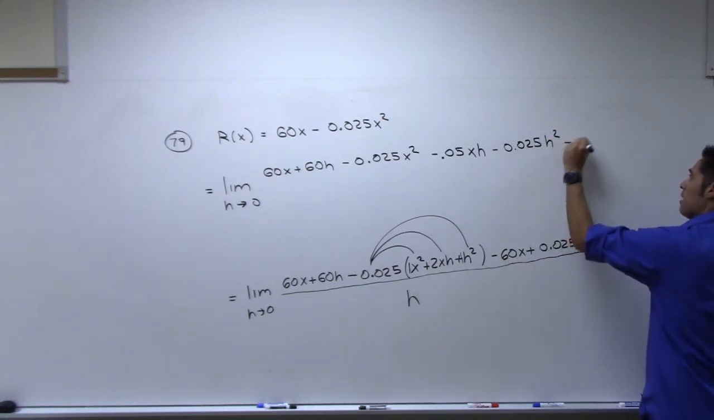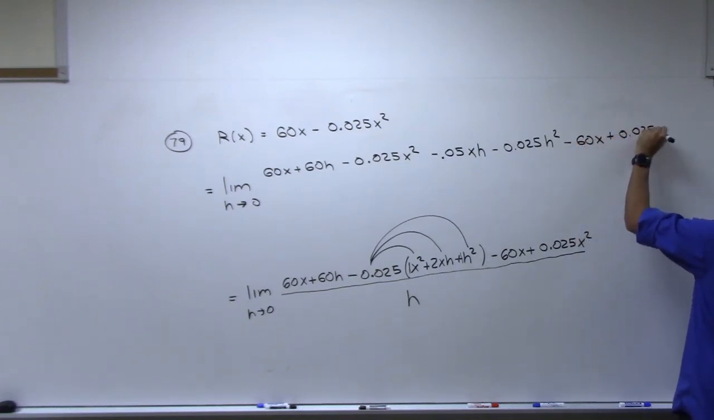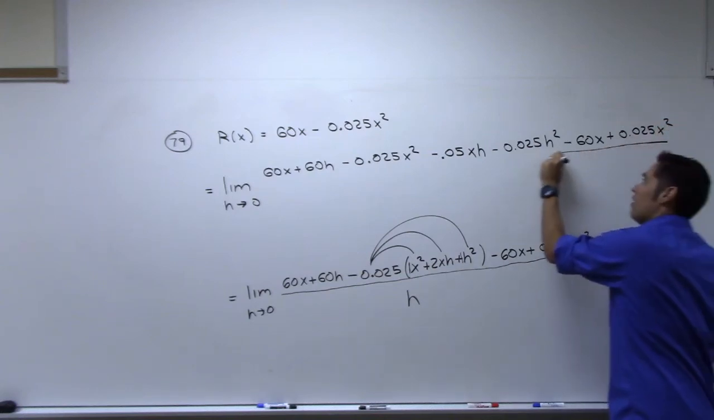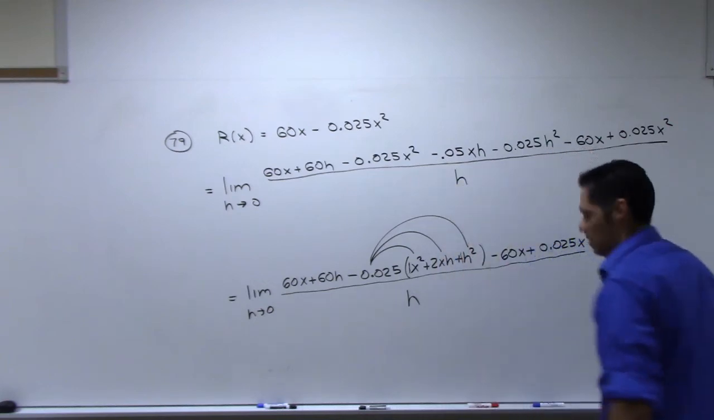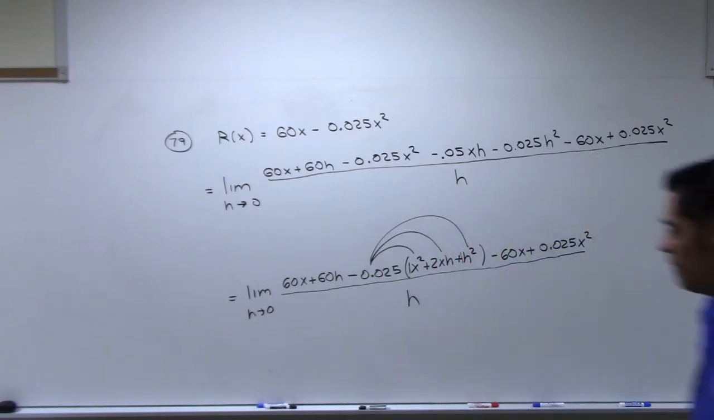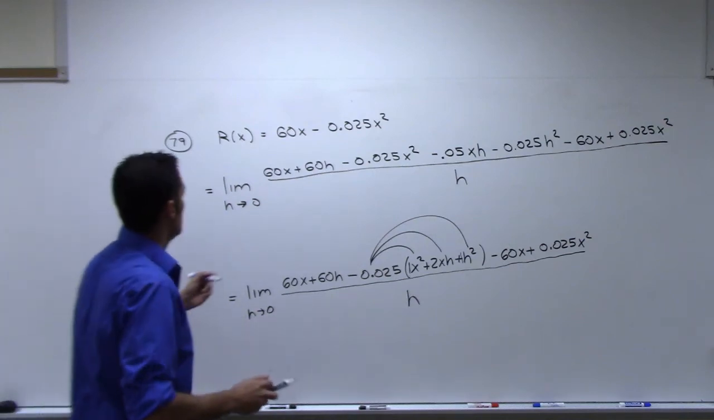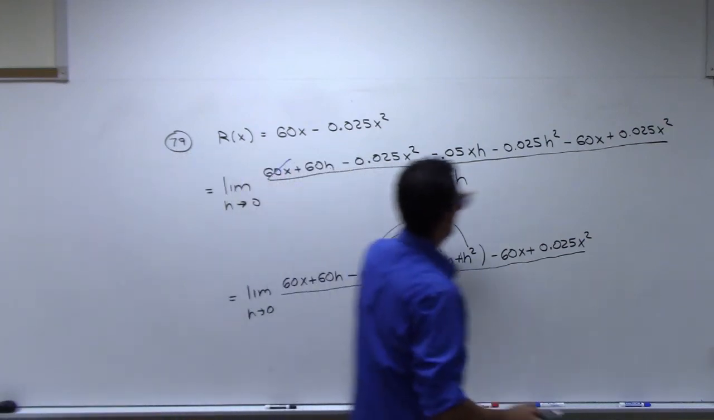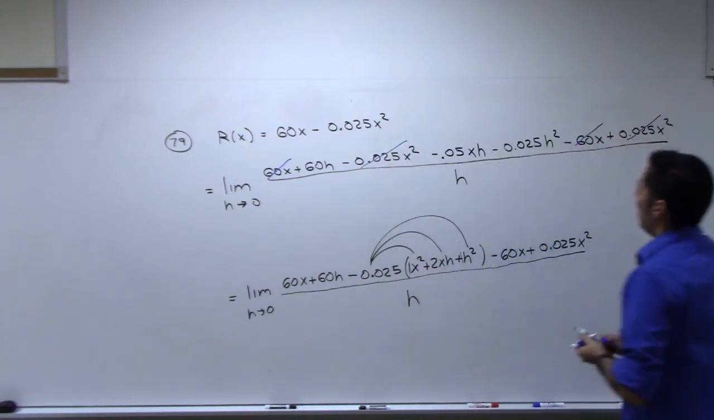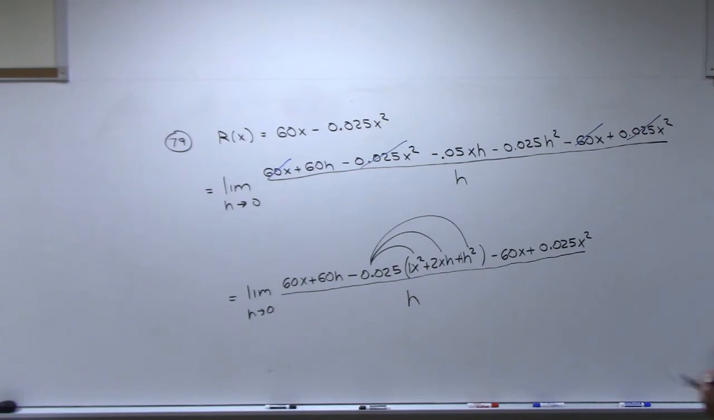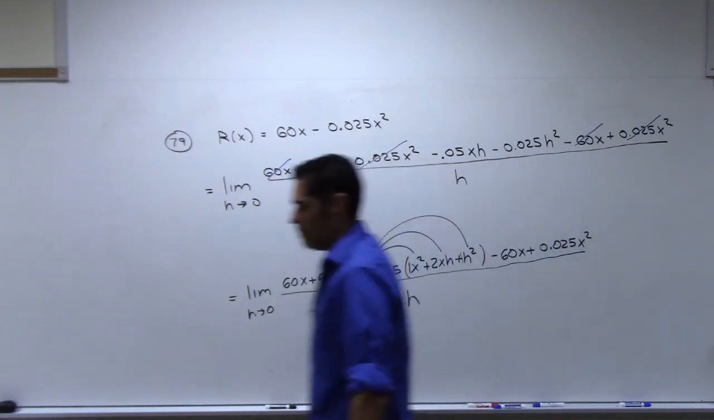Then we still have this, minus 60x plus 0.025x squared. All of this, all of that over h. Goodness gracious. All right, cancel stuff. Let's go. Cancel, cancel. Please. All right, 60x gone. Hey, 0.025x squared gone. Everything else has an h in it. H squared, h. All right, we're pretty much there.